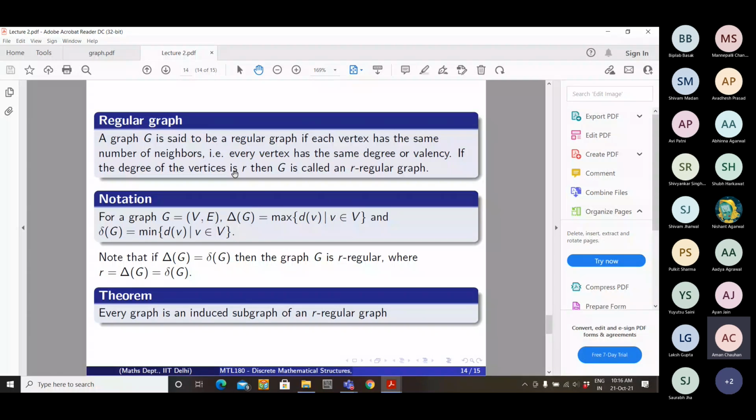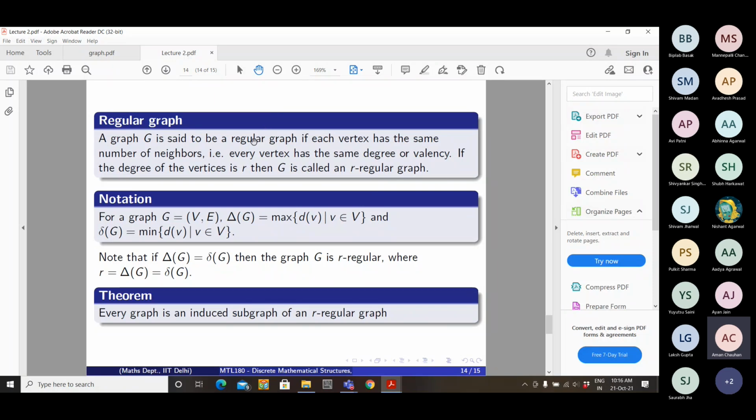So a graph G is said to be regular if each vertex has the same number of neighbors, means degree of all the vertices is same. So if we have a regular graph G and the degree of all the vertices is the number r, then we call the graph an r-regular graph. Okay, so it means this r-regular.